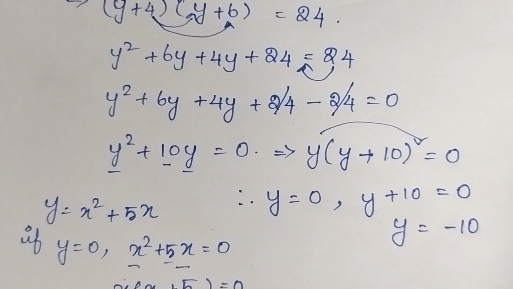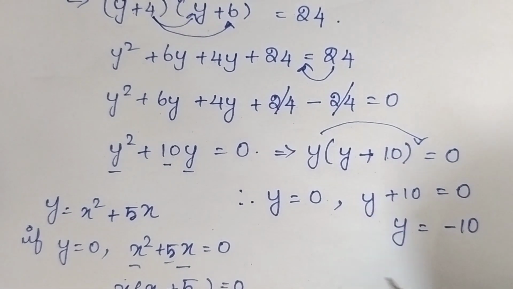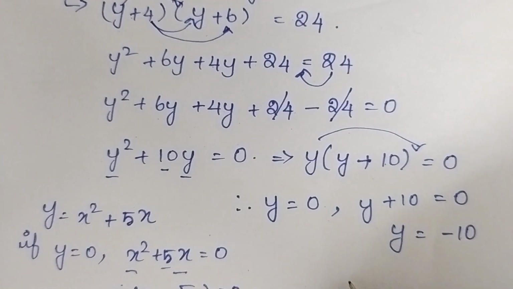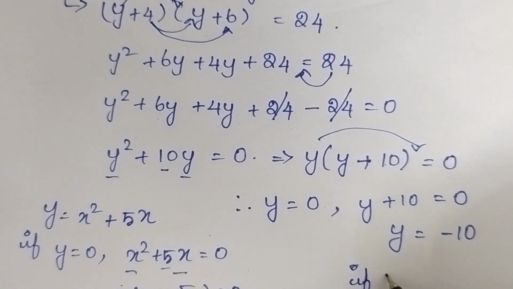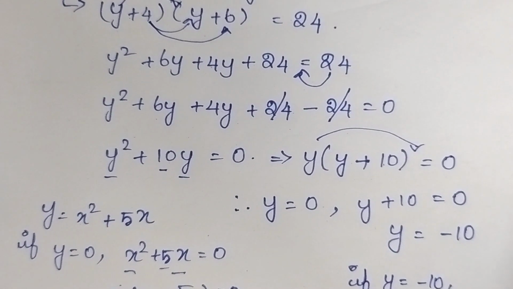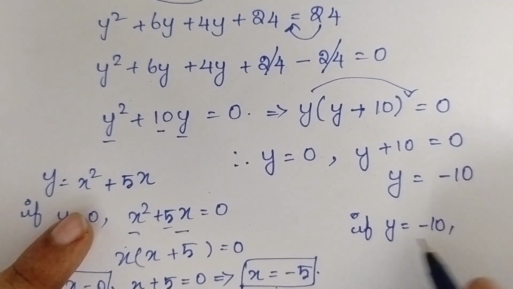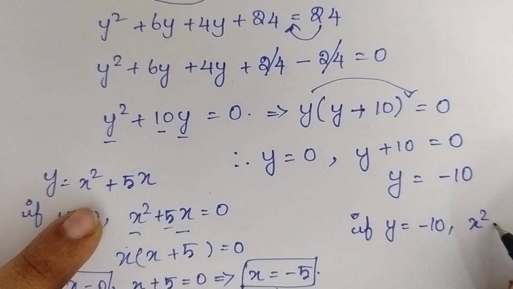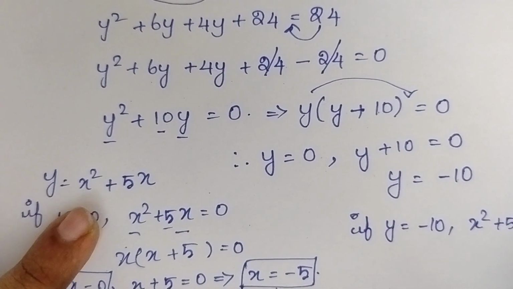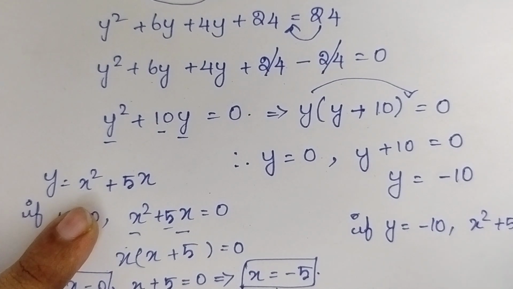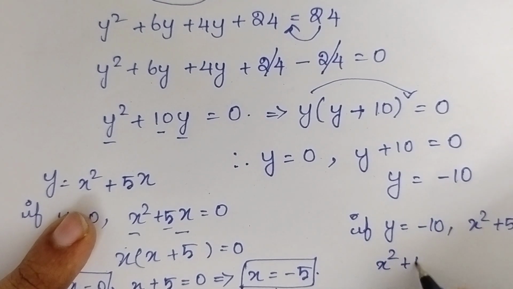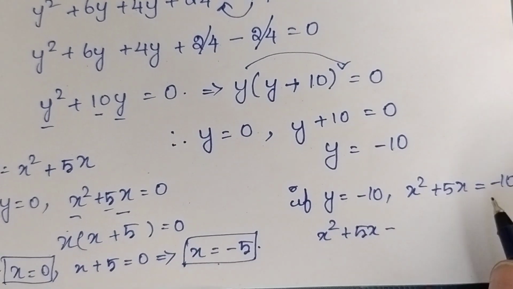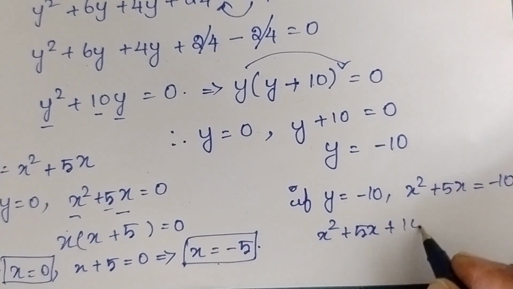Now, there is no space, so I am going to write this here. Let's write like this. If y is equal to minus 10, then I am going to substitute y is equal to minus 10 in this equation. Therefore, x square plus 5x is equal to minus 10. If I move that 10 to the other side, it is equal to 0.